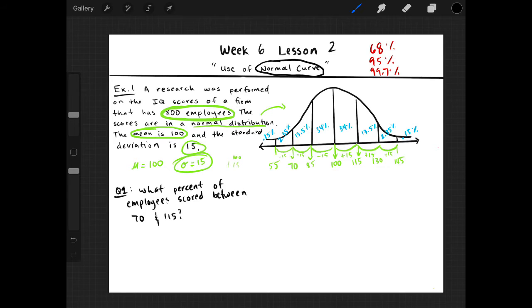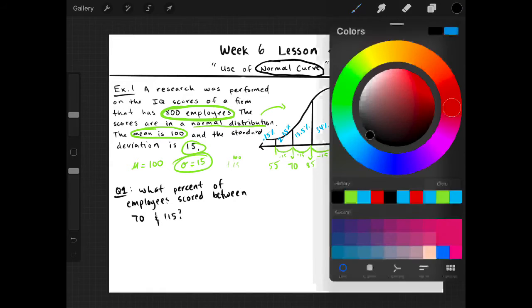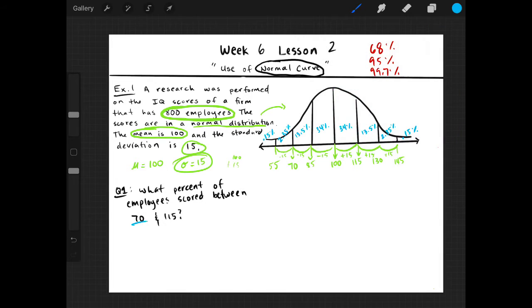So that's a question they can ask. What percentage of employees scored between 70 and 115? What you're going to do is look at your normal curve. Where do you see 70? Where do you see 115? We got 70 here, 115. We add up the percentages that are in between, so it's pretty easy once you get the curve down.